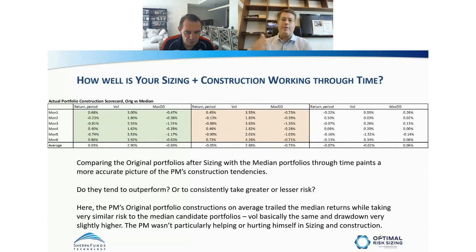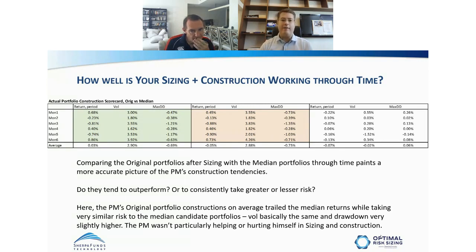Again, if we track that through time, we can see that, in this case, the PM's original constructions were slightly lagging the median. And so again, as we think about this in a percentile perspective, as we said, usually we would expect the PM to be plus or minus around that median, around that average. And so in this case, the green are the median portfolios. The orange again is the PM's original portfolios.